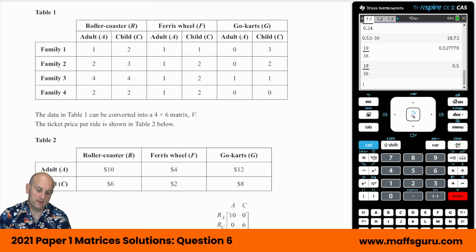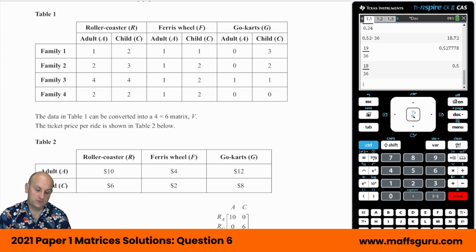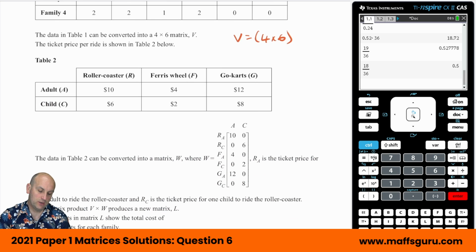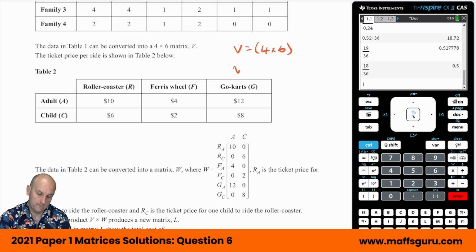The data in table 1 can be converted into a 4x6 matrix V. So V is a 4x6 matrix. In table 2, the ticket prices are shown. The data in table 2 can be converted into matrix W. So W is a 2x3.